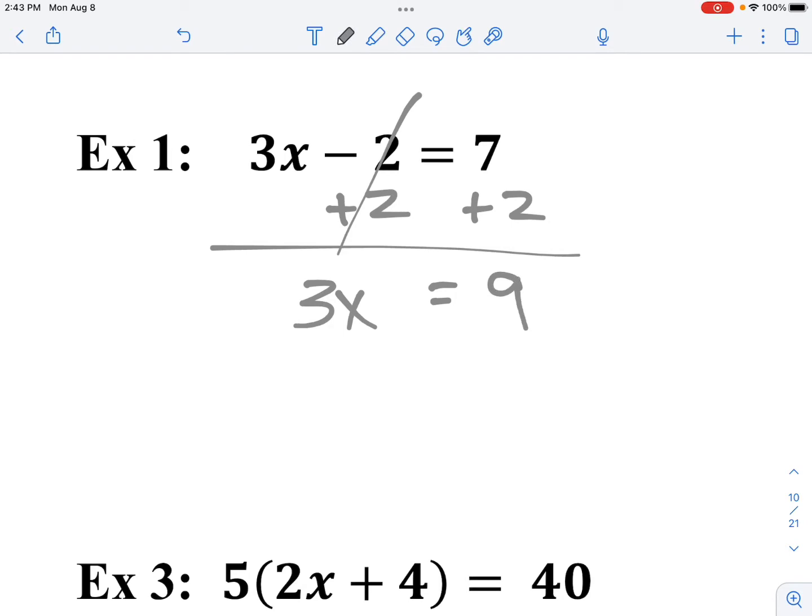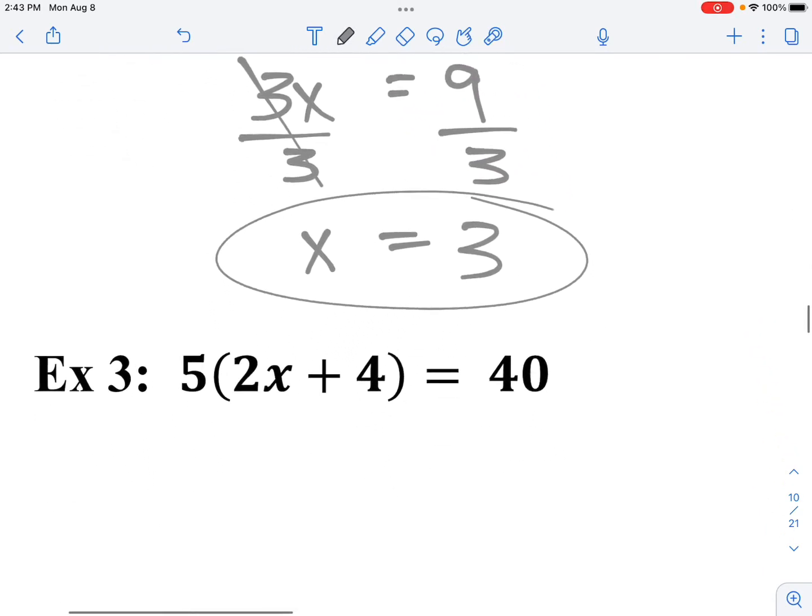Now I have one more step. Here's my x. It's being multiplied by 3. What's the opposite of multiply by 3? Divide by 3. Whatever you do to one side, you have to do to both. That cancels. I'm left with x on the left-hand side, which means I'm almost finished. And again, 9 divided by 3 is 3. There's my answer.